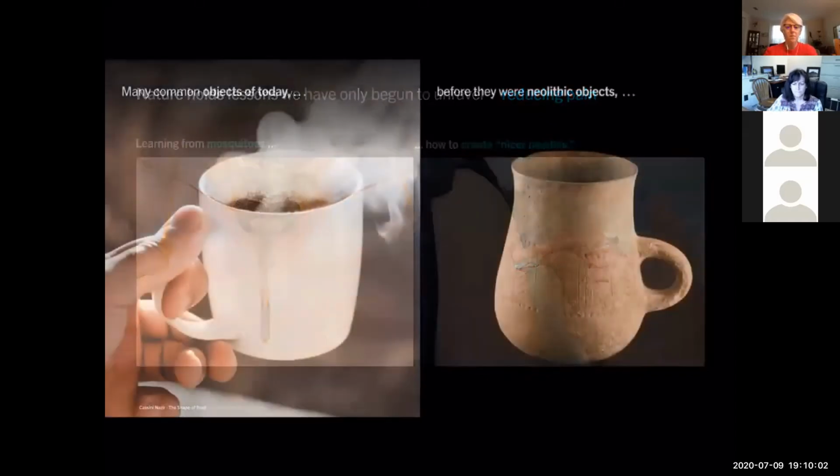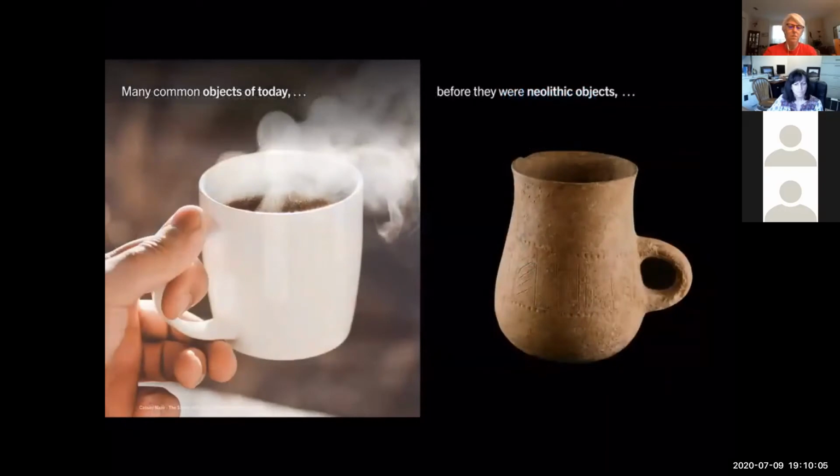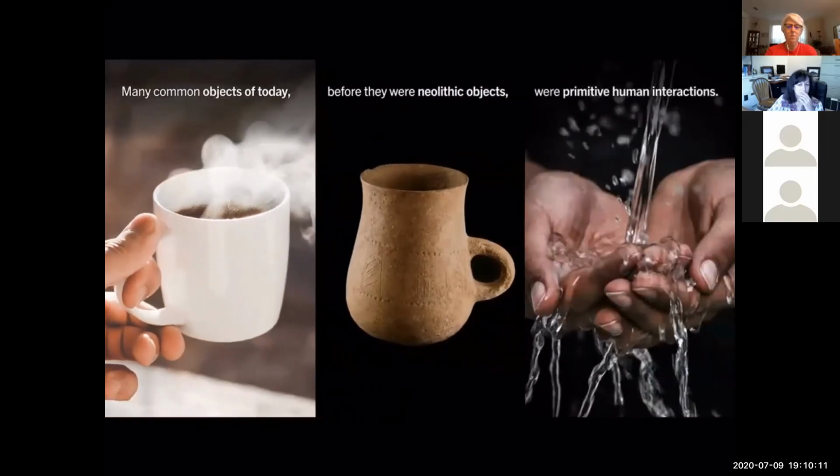And what we're seeing is that many of the objects we interact with today were actually Neolithic objects, very primitive human interactions. That modern coffee cup over there on the left has its origins 6,000 years ago. These are objects that have survived, maybe from 10,000 BC when these things were created. We don't know, but some of the earliest that have survived are from around 6,000 BC. As you can see, they're primitive human interactions. The gesture of cupping our hands leads to the physical manifestation of that cup.